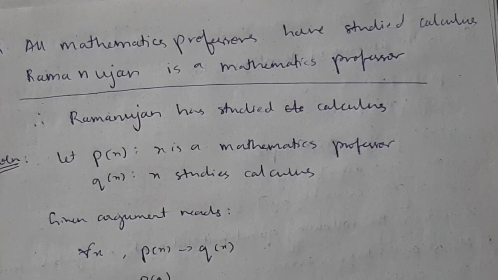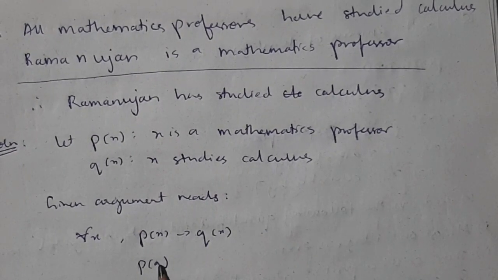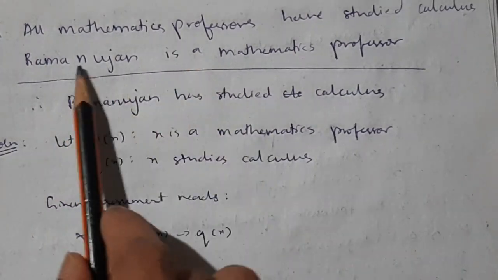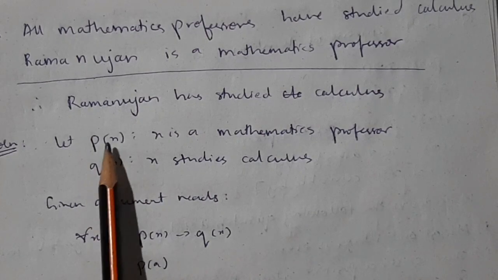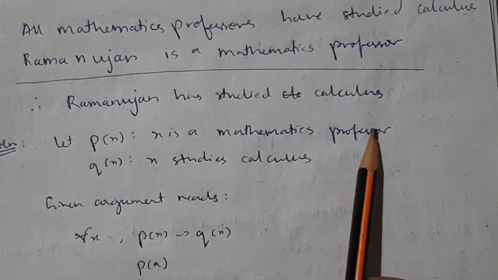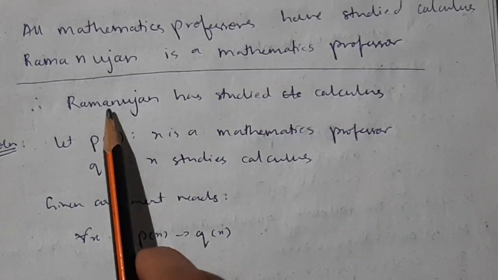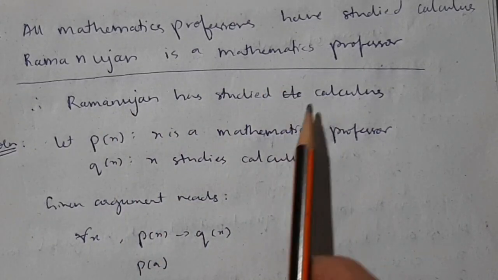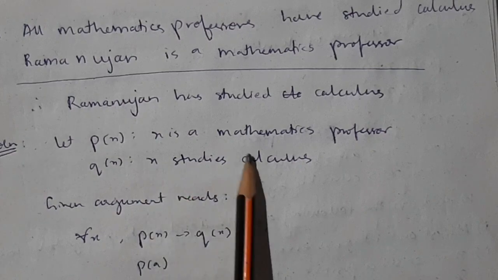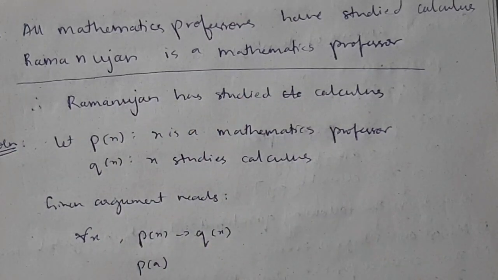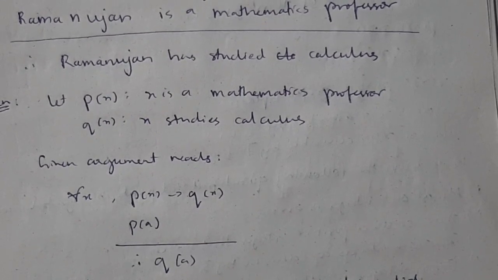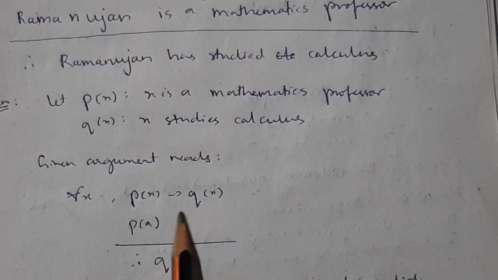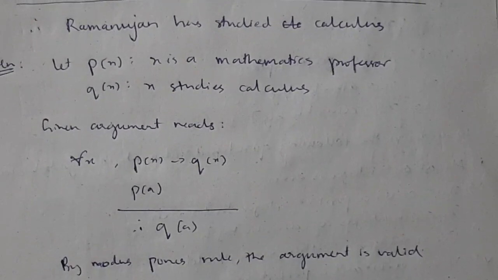Now the second sentence is p of a. Here a is not a general term, it's talking about a specific person, Ramanujan. Ramanujan is a mathematics professor, so that can be written as p of a. Now what's the conclusion? Ramanujan has studied calculus, that means it's q of a, right? Now we will test using the rules of inference whether this argument is valid or not. By Modus Ponens, the argument is valid.